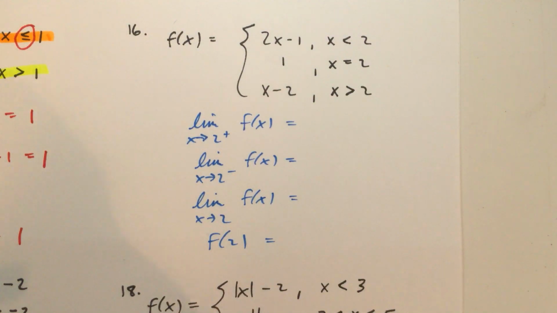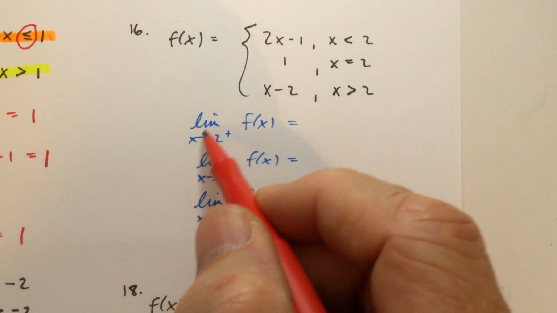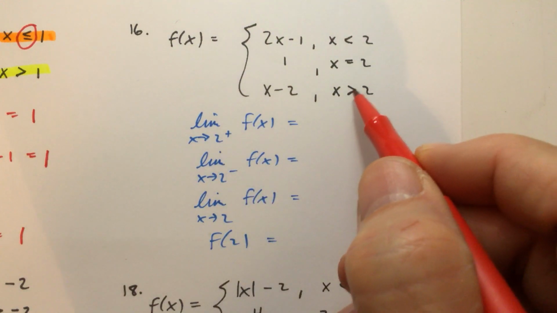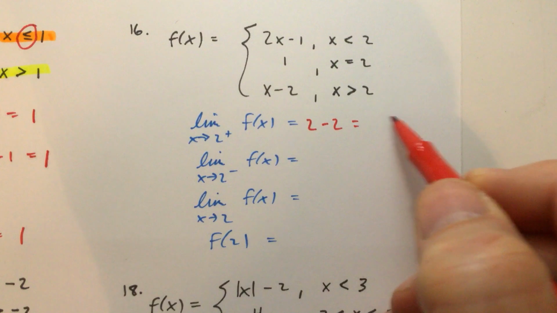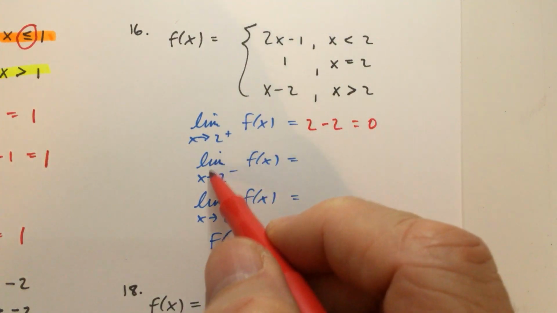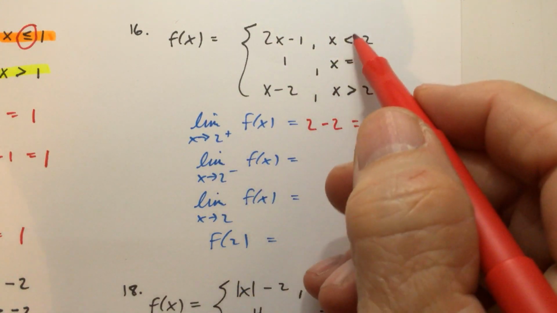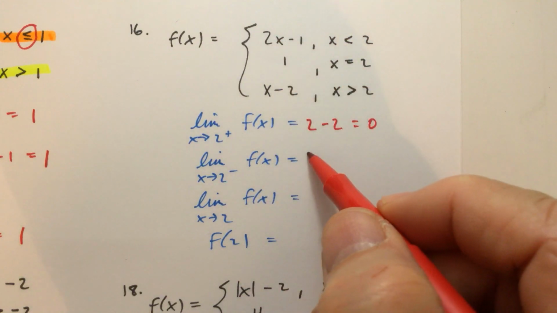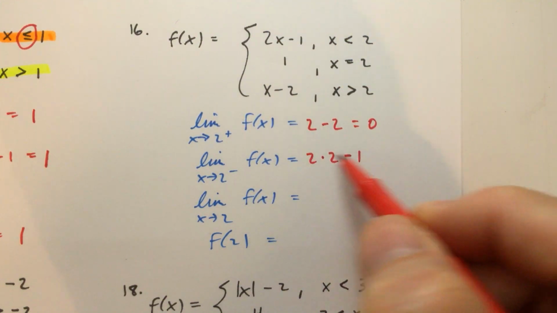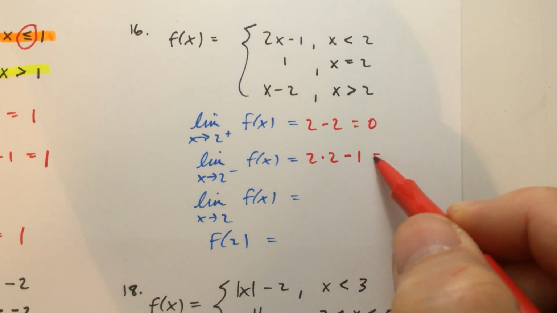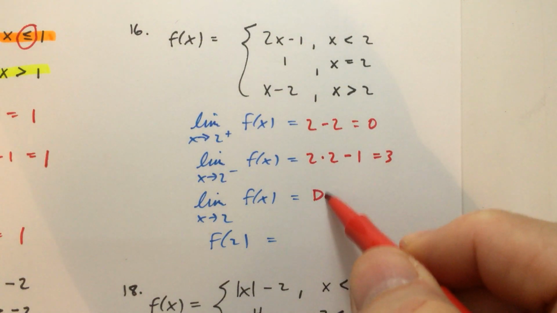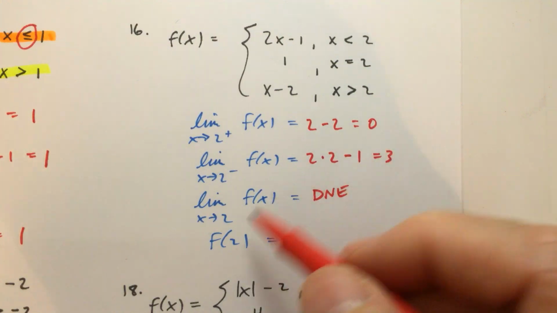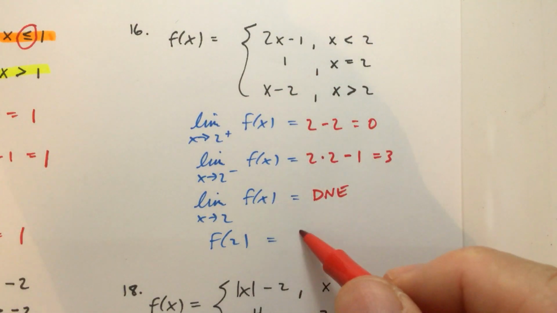So we'll try to do this without any color this time. The limit as x approaches 2 from the right, that's this piece right here. We put a 2 in place of x there. 2 minus 2 is 0. 2 from the left, that's less than 2, so we're going to replace x with 2 in the first piece. 2 times 2 is 4, minus 1 is 3. Left and right don't agree, therefore the limit does not exist. And then when x equals 2, the y value is 1.